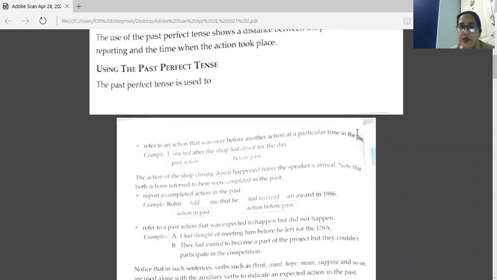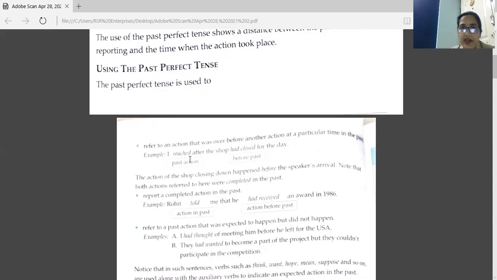Now, using the past perfect tense, where we can use. These are the points here. First one, refer to an action that was over before another action at a particular time in the past. So both the actions occurred in the past, but one action occurred before the other action. So in that first action, you have to use past perfect tense.